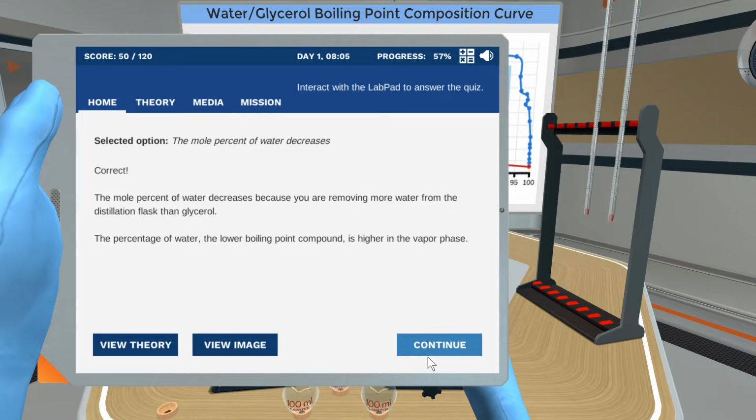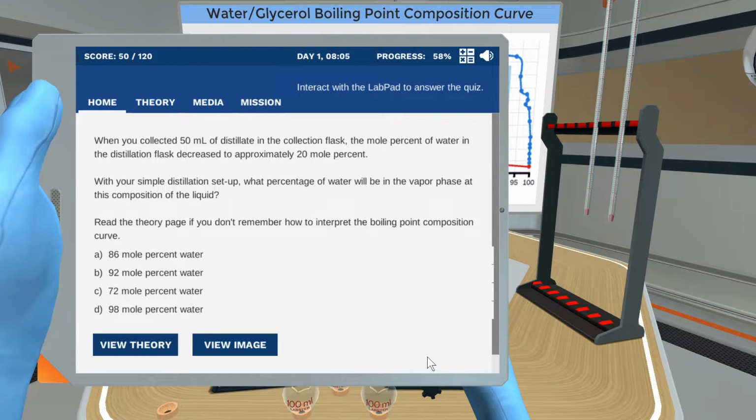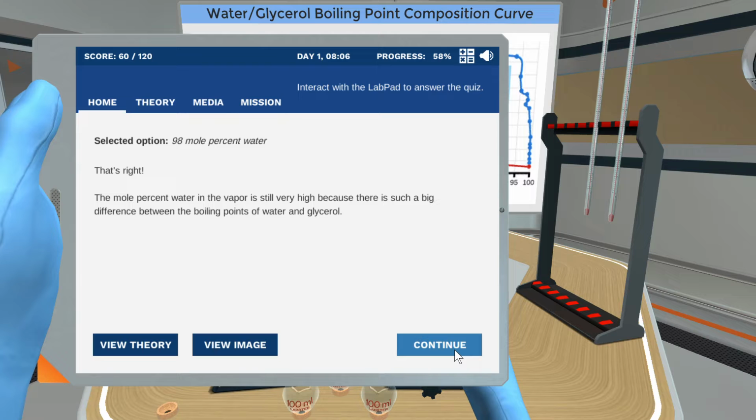Correct. The mole % of water decreases. When you collected 50 milliliter of distillate in the collection flask, the mole % of water in the distillation flask decreased to approximately 20 mole %. With your simple distillation setup, what percentage of water will be in the vapor phase at this composition of the liquid? Read the theory page if you don't remember how to interpret the boiling point composition curve. That's right. The mole %.